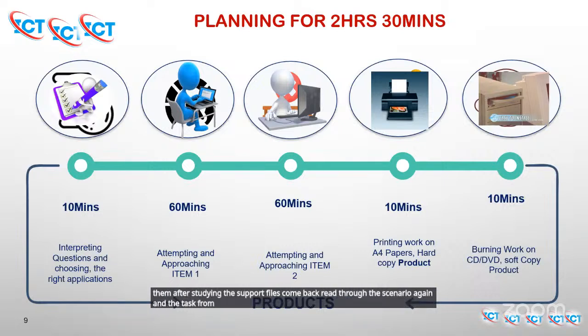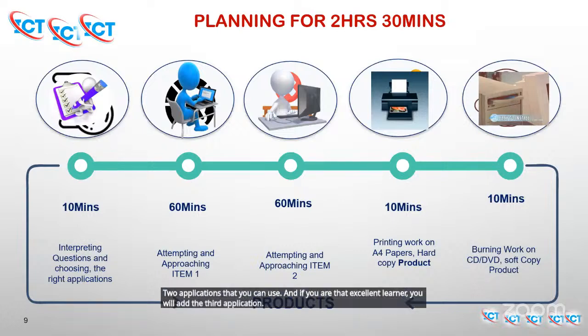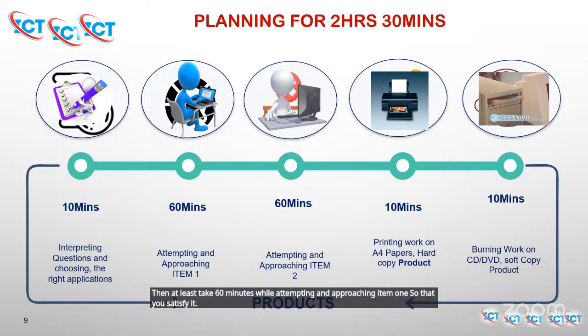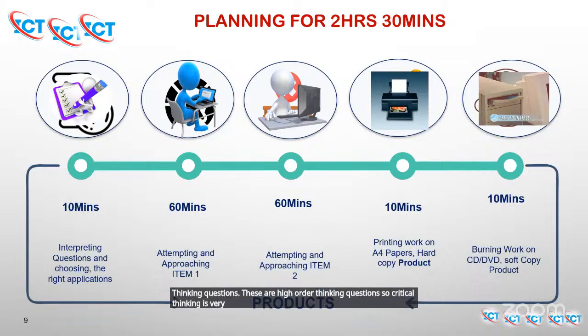From there, these will give you the minimum 2 applications I can use. And if you are that excellent learner, you will add the 3rd application. Then at least take 60 minutes while attempting and approaching item 1 so that you satisfy it. Critical thinking is very key because these are high order thinking questions. You need to analyze the item very well, analyze the scenario very well, and take time while approaching it. 60 minutes maximum for item 1, 60 minutes maximum for item 2.